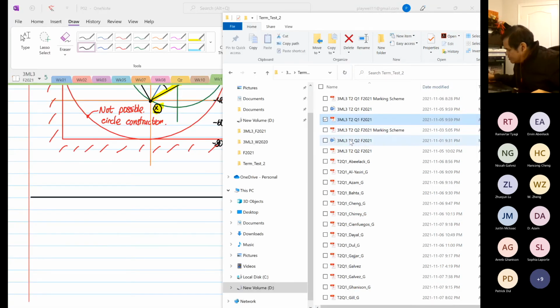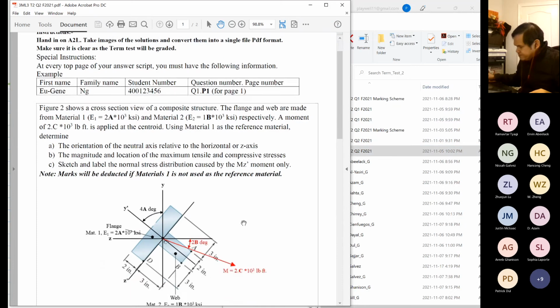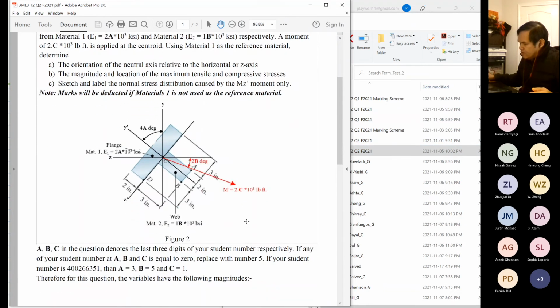Where things go wrong is question number 2. What is so tricky about question number 2 is that it combines sandwich material with unsymmetrical loading. I can understand that you all spent a lot of time on question number 1. For question number 2, a lot of you got the right steps, but I think it's time. Where there's time pressure, you'll make mistakes.